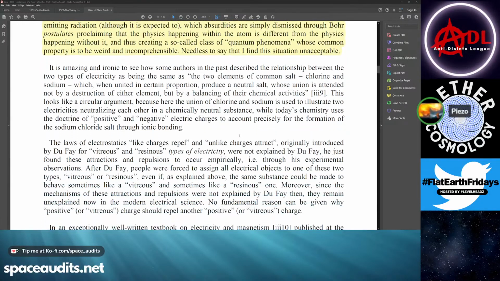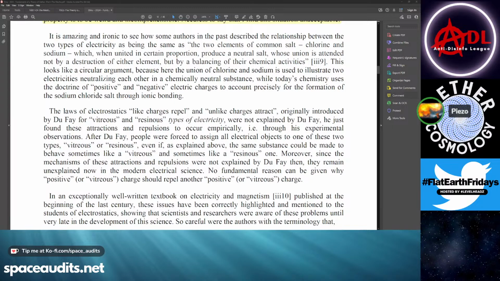It is amazing and ironic to see how some authors in the past describe the relationship between the two types of electricity as being the same as the two elements of common salt, chlorine and sodium, which, when united in certain proportion, produce a neutral salt, whose union is attended not by a destruction of either element, but by a balancing of their chemical activities.